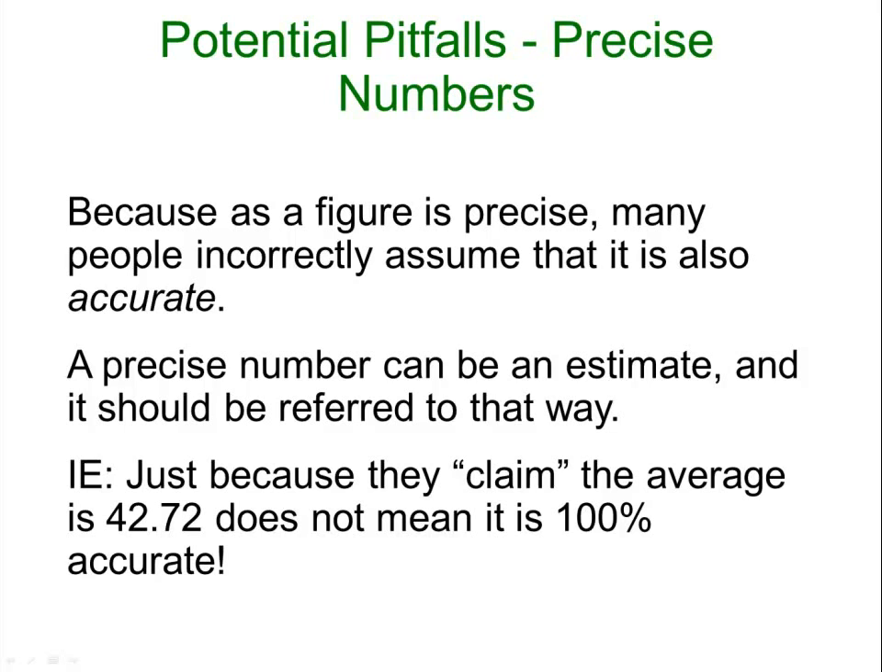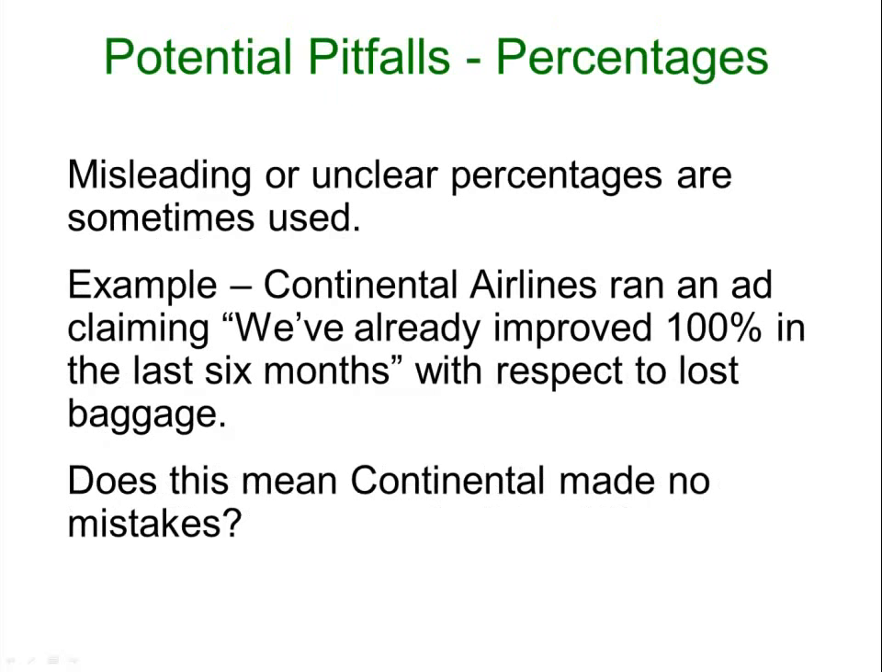Precise numbers: just because a number has a lot of decimal places doesn't mean it's accurate. If they claim the average is 42.72, that doesn't mean it's 100% accurate just because it has 2 decimal places. If they said it was 43, you'd think, oh, they rounded that, it's not accurate. But that really has no bearing whatsoever.